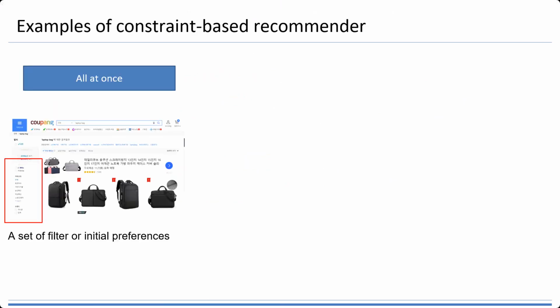So some examples. If you look at an online shop, for example, you can have the all-at-once constraint. All at once constraint means you can see everything. And then the constraint, if you look at, for example, this website, Coupang, you can see the constraints in the left panel. So once you click, you can see the result. And the list of products will appear.